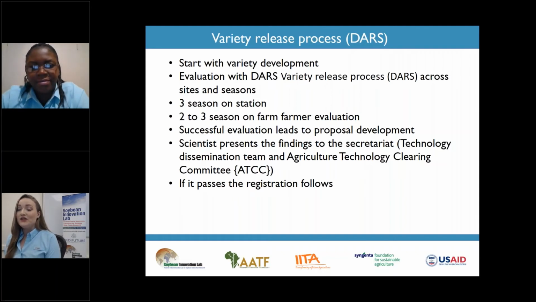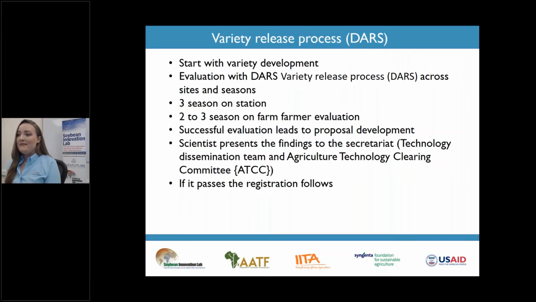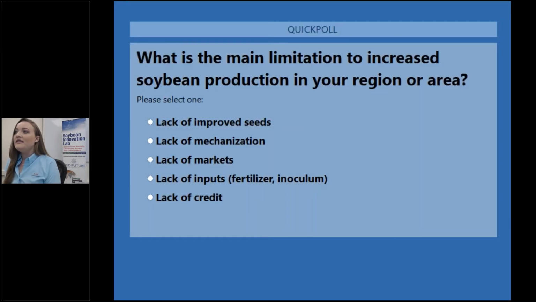I've popped back in because we're going to do our 4th and final poll. So what is the main limitation? Let me launch it. What is the main limitation to increased soybean production in your region or area? Lack of improved seeds, lack of mechanization, lack of markets, lack of inputs, or lack of credit? Again, what is the main limitation to increased soybean production in your region or area?